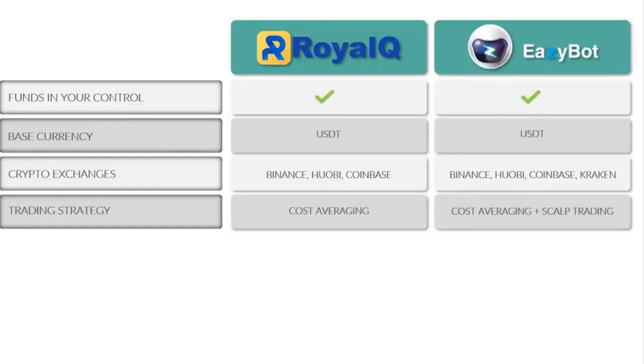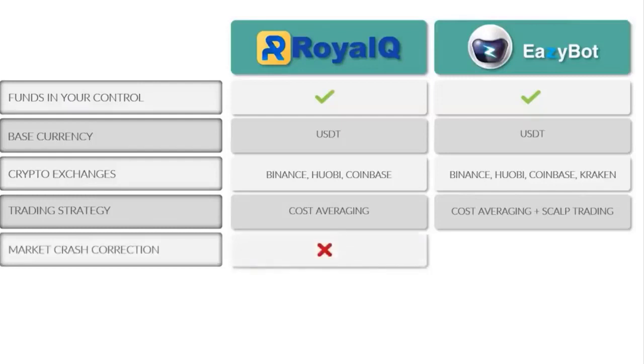The next one is a big one, and that is market crash correction. Not currently a function of Royalq, but it is a proprietary solution with Easybot and their trading strategy. It can actually handle up to a 70% market crash and still come out in profit without the market having to go back to that cost average price for those initial sequence of trades.